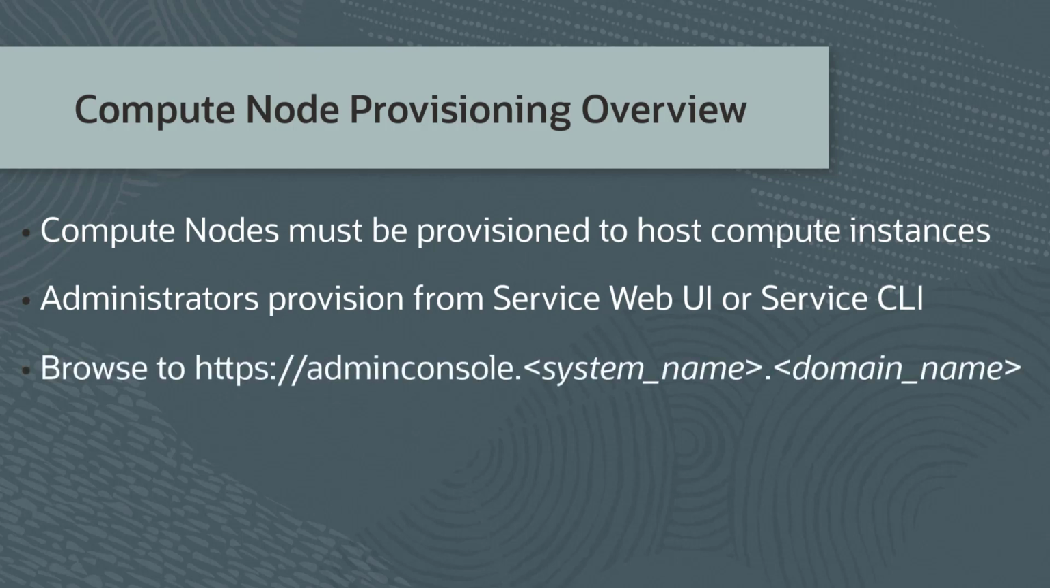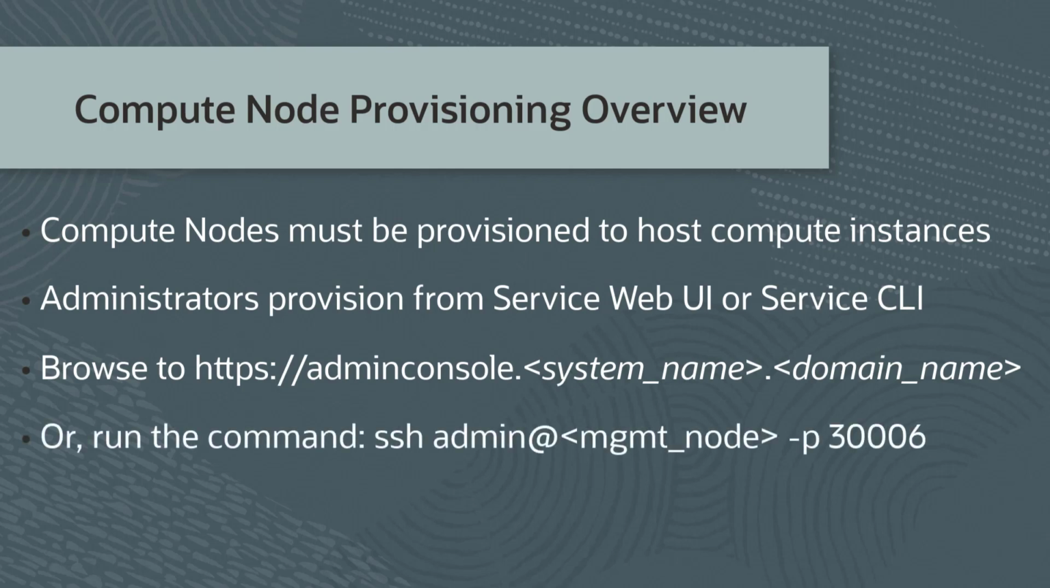To log on to the Service Web UI from a browser, enter https://admin.<the name of your PCA system>.<domain name>, then provide your username and password and click Sign In. To access the Service CLI, you establish an SSH connection to TCP port 30006 on one of the management nodes. I'll run the command ssh admin@<management node> -p 30006 later in this video.